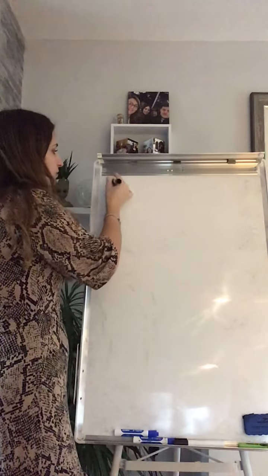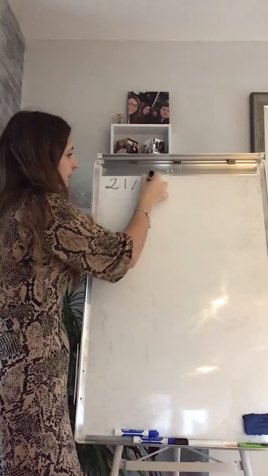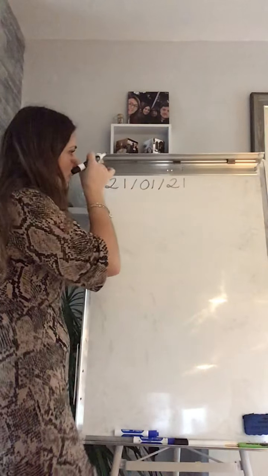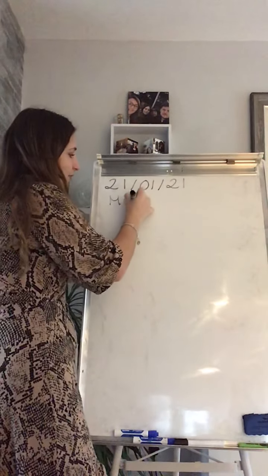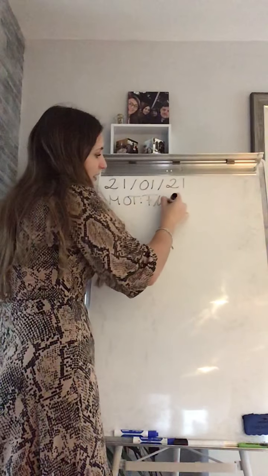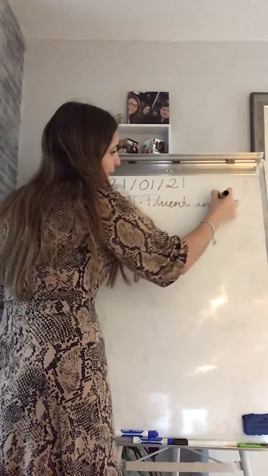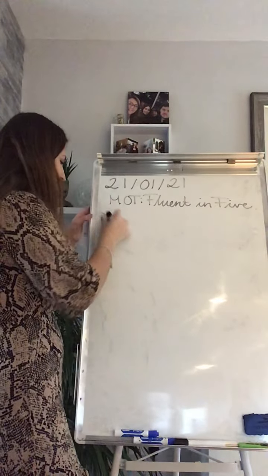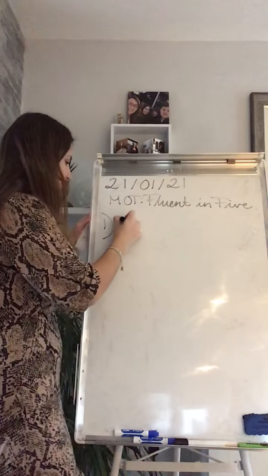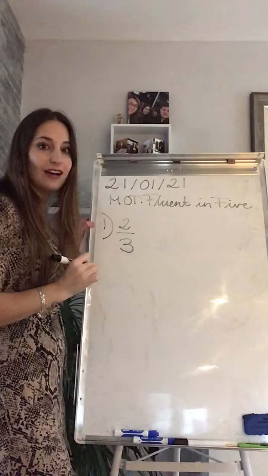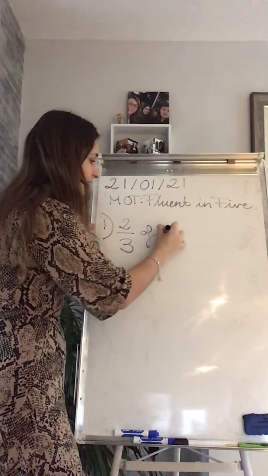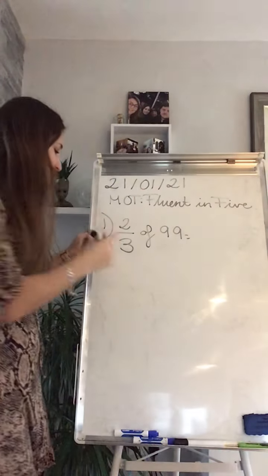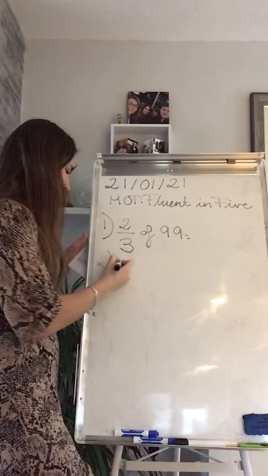For your exercise 1, let's do first. Today is the 21st of the 1st of 2021, and then we are doing our MOT, where we are looking at how many of you are fluent in 5. Okay, right. Let's go for exercise 1, a little bit tricky. Not impossible though. 2/3 of 99. Exercise 2, a little bit even trickier.